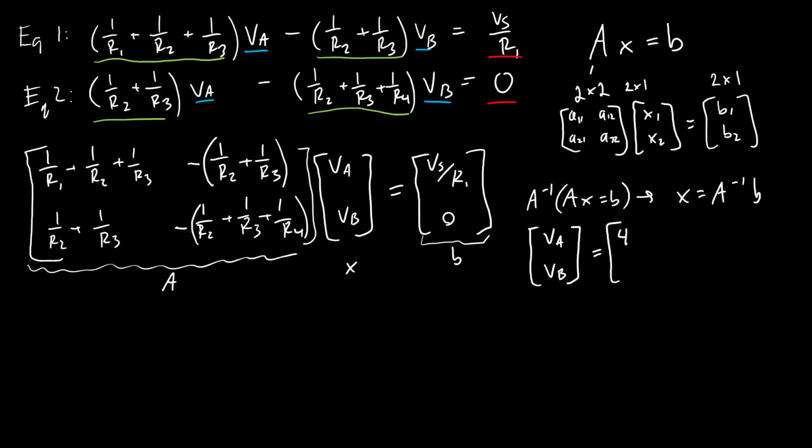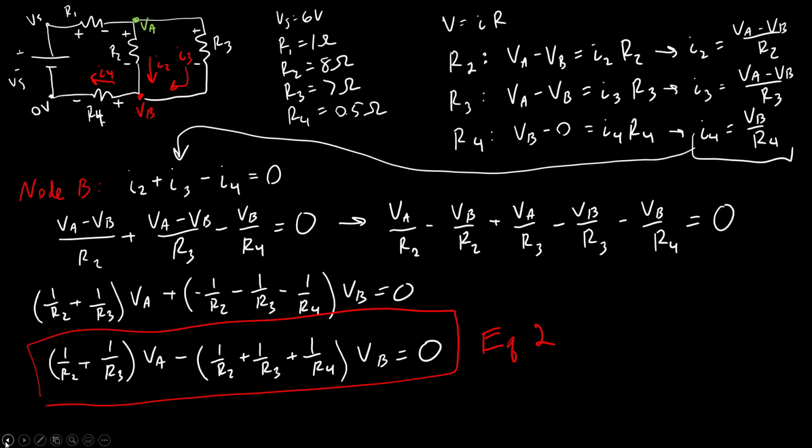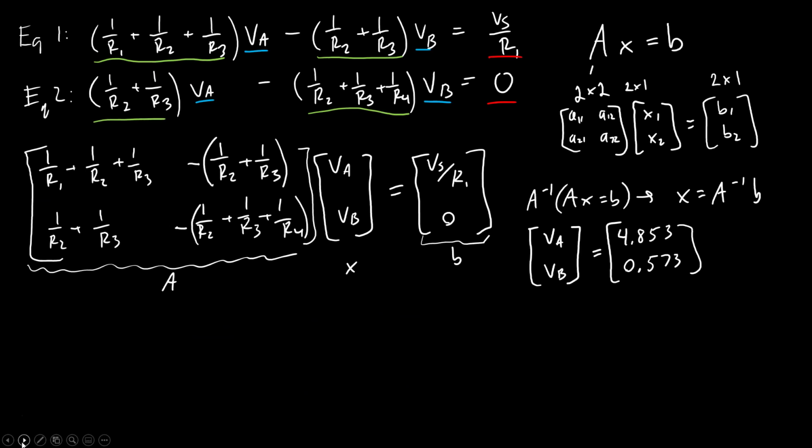I get VA equals 4.853 volts and VB equals 0.573 volts. And if you remember back to our circuit diagram, we know that the voltage across resistor 2, which is one of the parameters we were asked to solve for, is just going to be VA minus VB. Remember, these are my unknowns when I do node analysis, but they are not necessarily the unknowns you were asked to solve for in the problem.